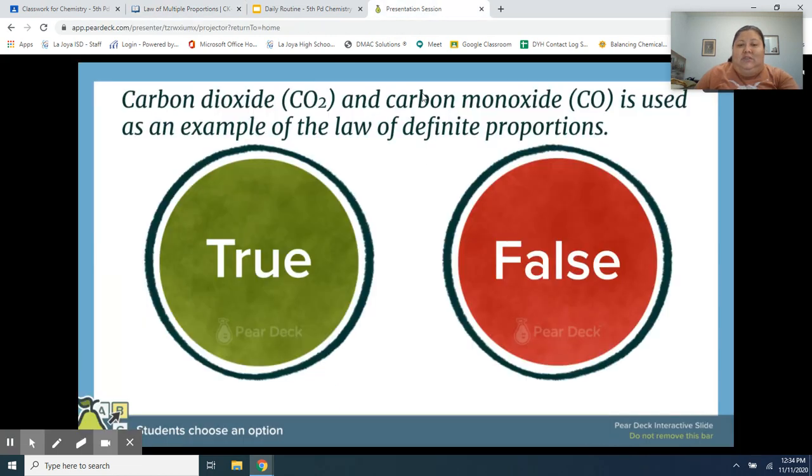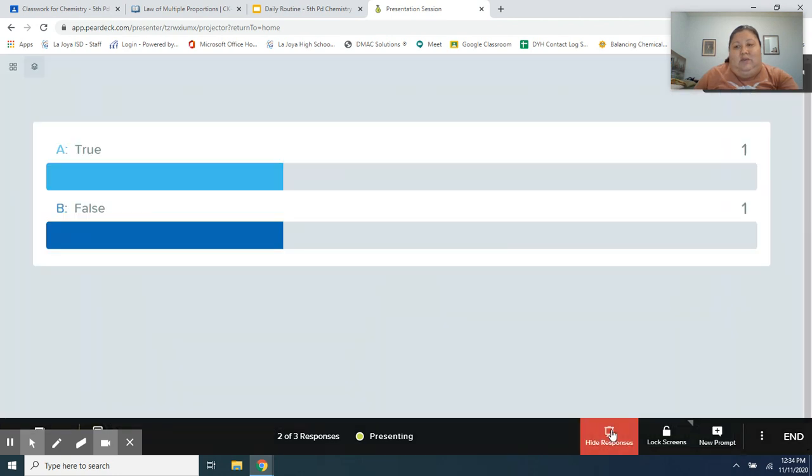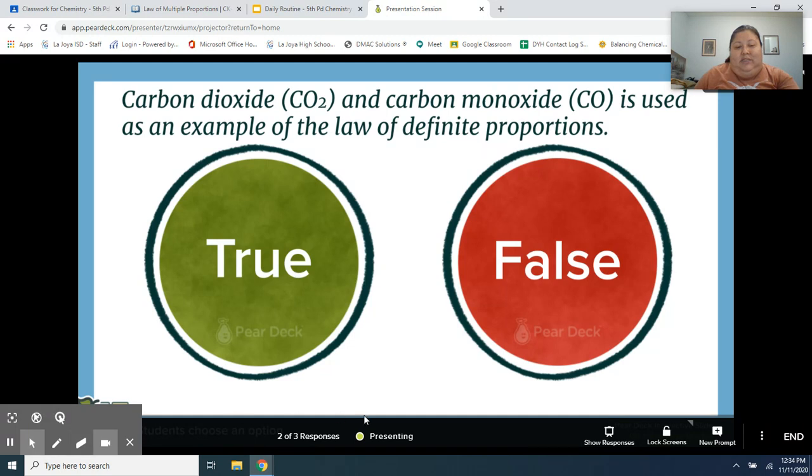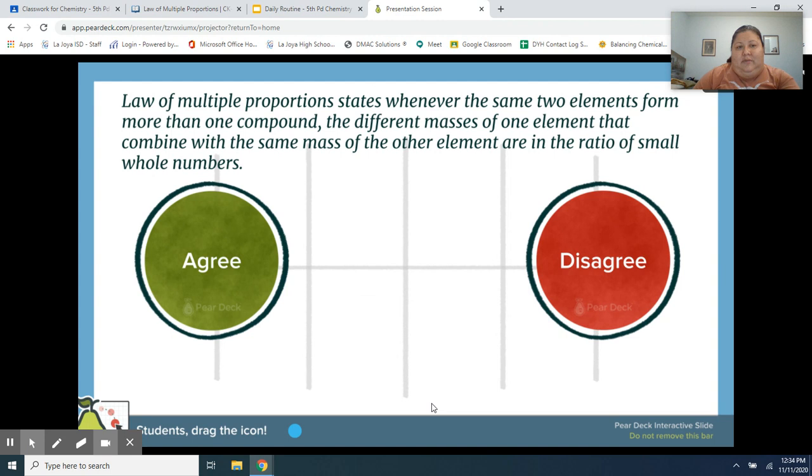That is a false statement. Today's topic is all about the law of multiple proportions. That is a false statement. Okay? Today's topic is the law of multiple proportions. There's more than one version of these combinations of elements. Irvin was the only one. Very good, sir.